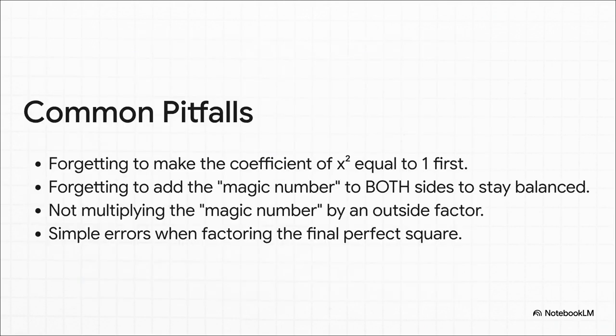All right, so as you go and use this amazing technique, let me just give you a heads up on a few common tripwires. First, always make that x squared coefficient a 1 before you do anything else. Second, when you add your magic number, you absolutely have to add it to both sides to keep your equation balanced. And a sneaky one, if you factored a number out, remember to multiply by that factor when you add the number to the other side. Just avoiding these simple slips will make your life so much easier.